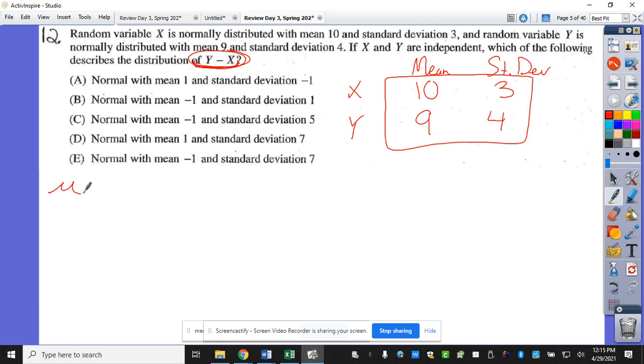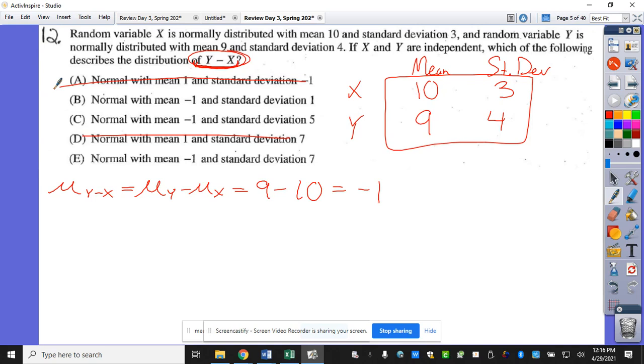So when I find the mean of Y minus X, means pretty much all across the board for everything in our class work just how you would think they would. So how do I find the mean of Y minus X? Just subtract them. I take the mean of Y minus the mean of X. Mean of Y was what? Mean of X was? So that knocks out 2 answer choices.